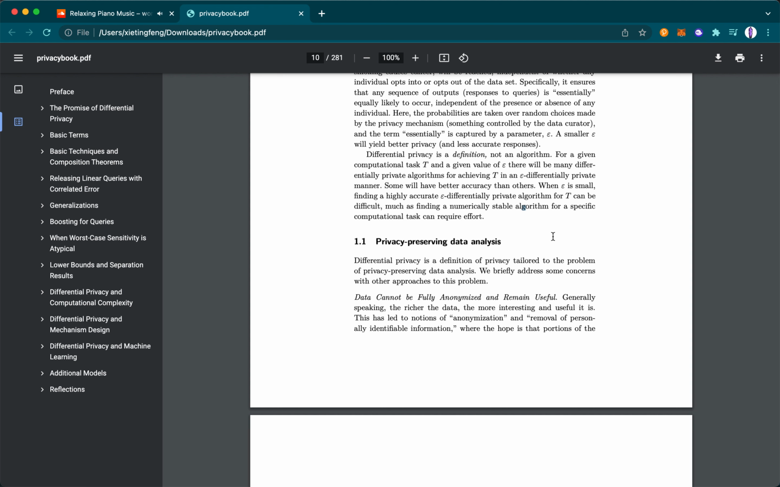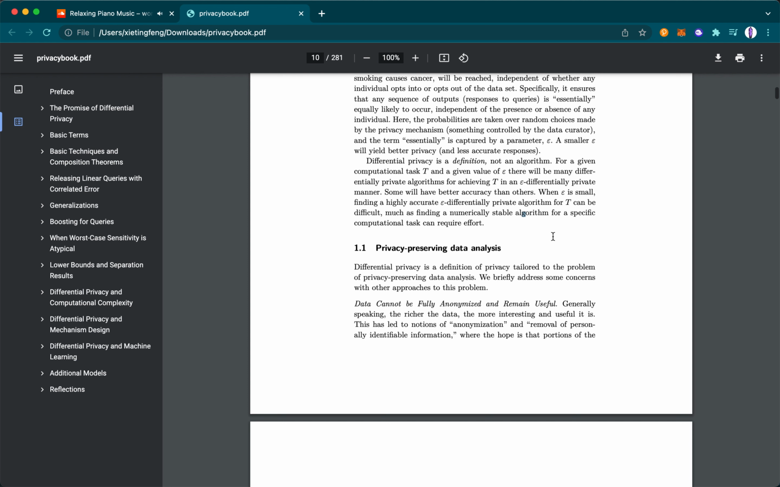Differential privacy is a definition, not an algorithm. For a given computational task T and a given value of epsilon, there will be many differentially private algorithms for achieving T in an epsilon-differentially private manner. Some will have better accuracy than others. When epsilon is small, finding a highly accurate epsilon-differentially private algorithm for T can be difficult, much as finding a numerically stable algorithm for a specific computational task can require effort.